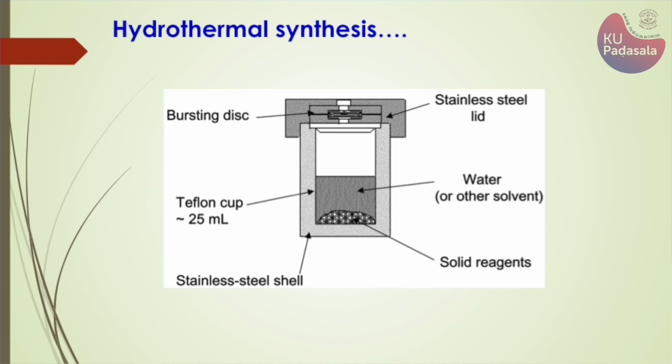This represents the diagram of a hydrothermal autoclave. Some bursting disc, stainless steel lid, and these are the associated parts of a hydrothermal autoclave. This picture simply designates the inside portion of a hydrothermal autoclave where we are performing the hydrothermal synthesis.